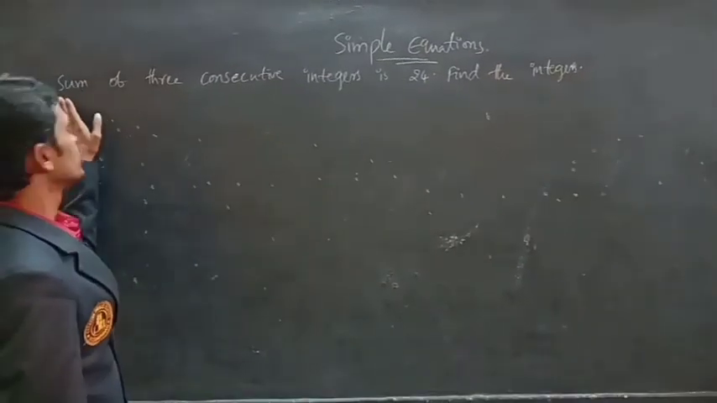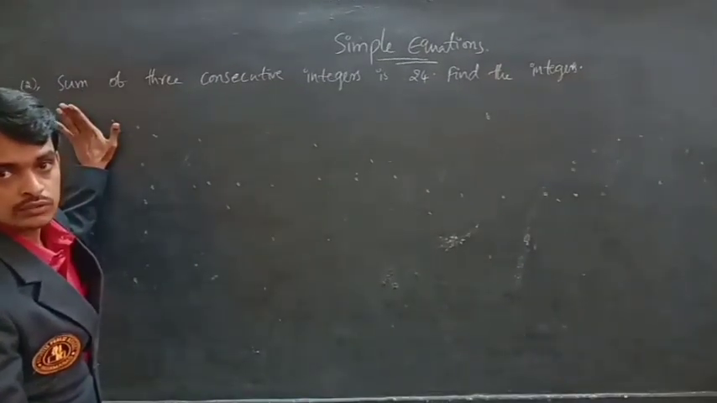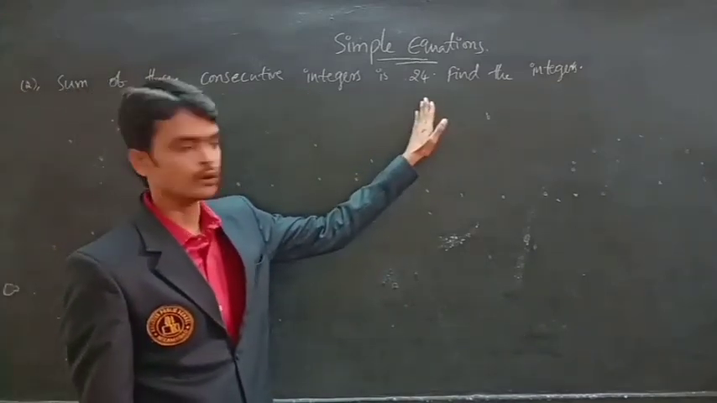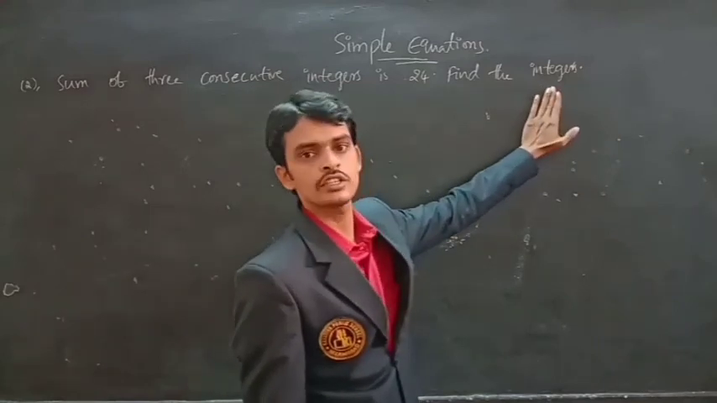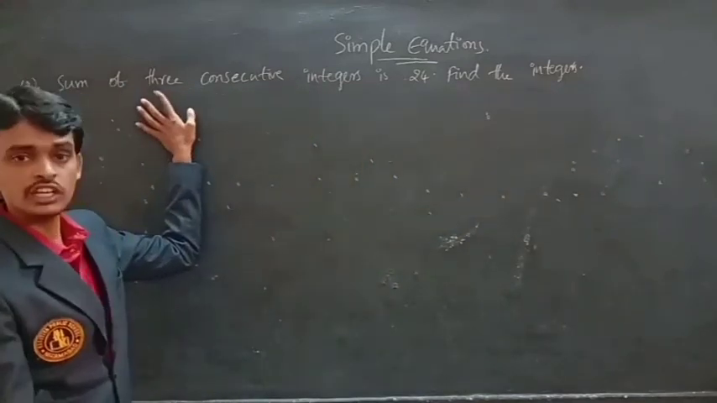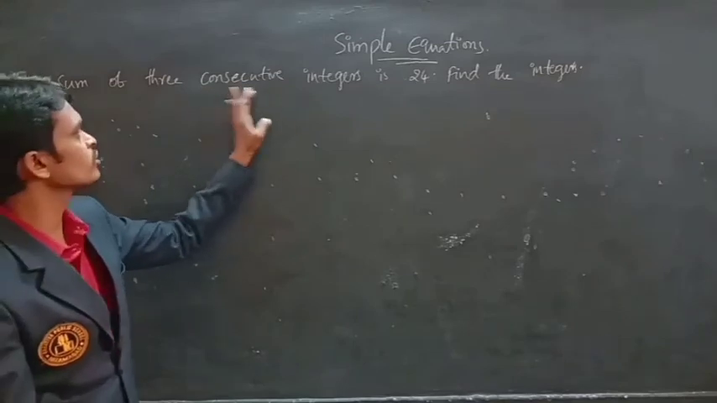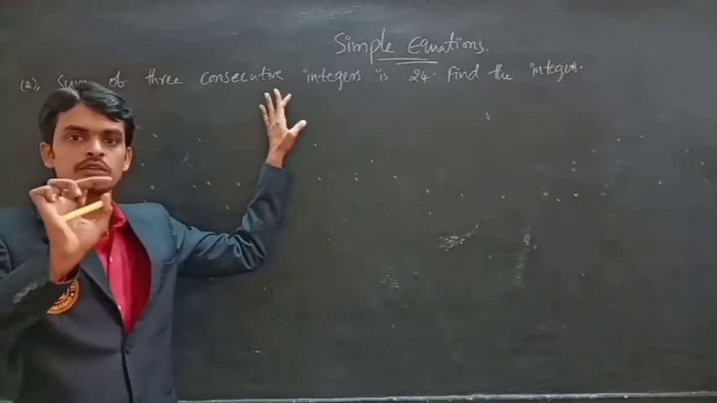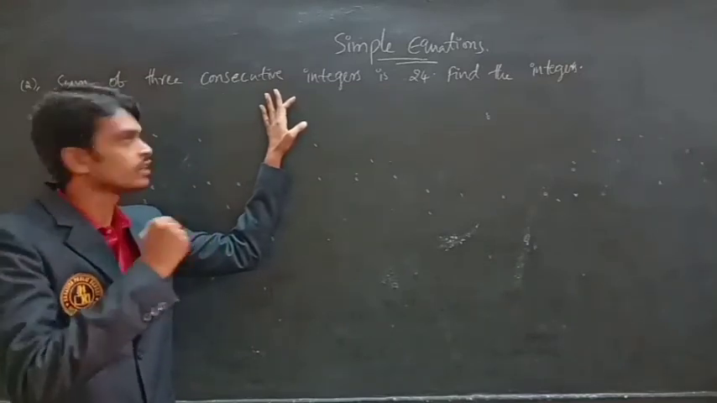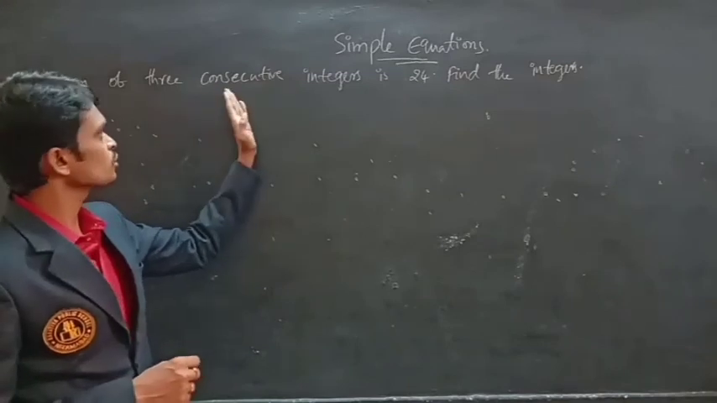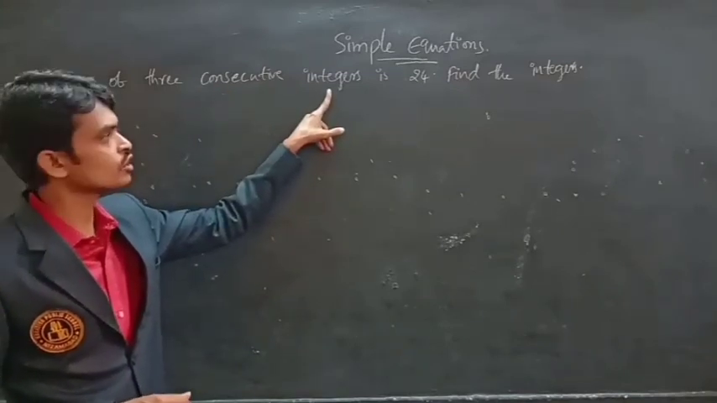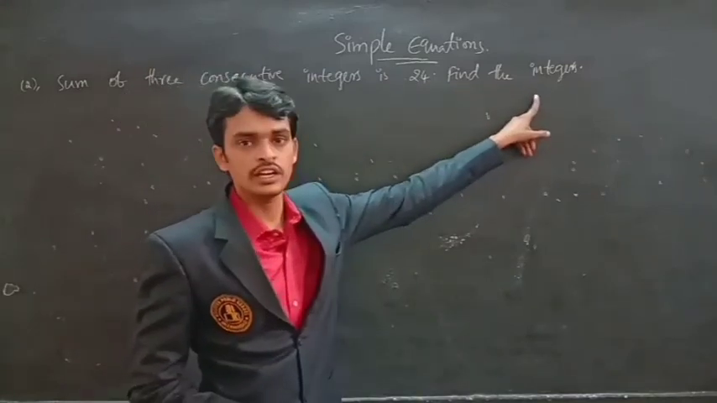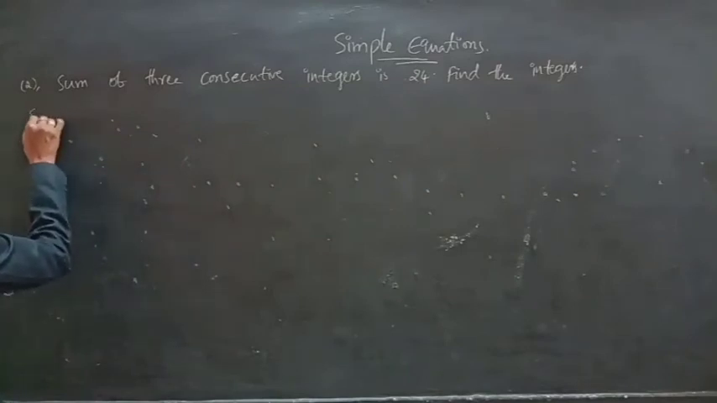Now, children, this type of problem will come for 4 marks. The sum of 3 consecutive integers is 24. Then find the integers. What do you mean by consecutive? Continuous numbers, nothing but one number after another. So here we are taking consecutive integers whose sum is 24. Then you should find the integers. Solution.